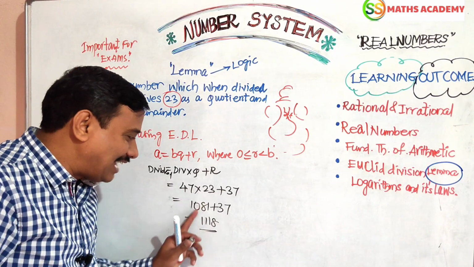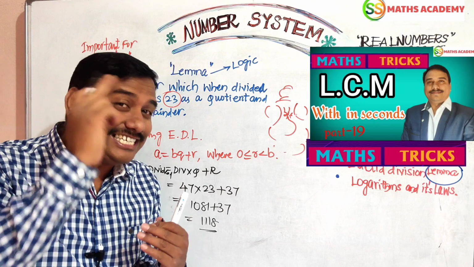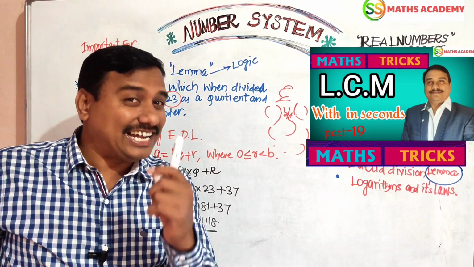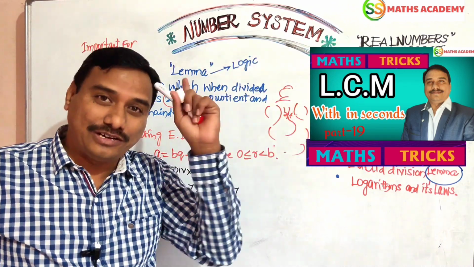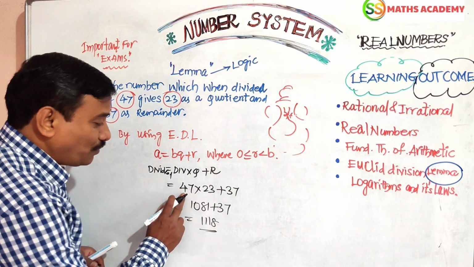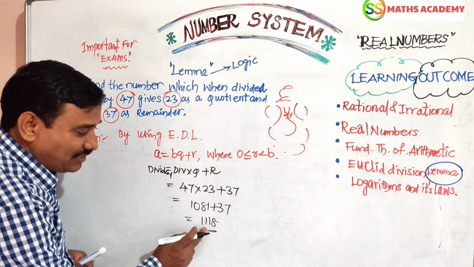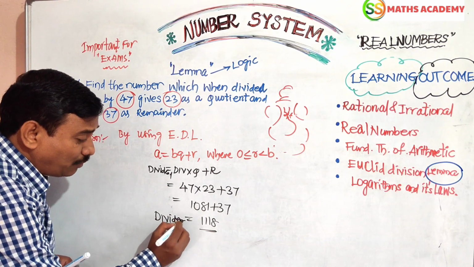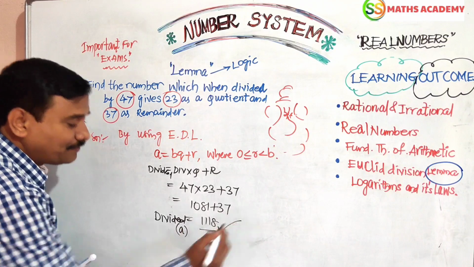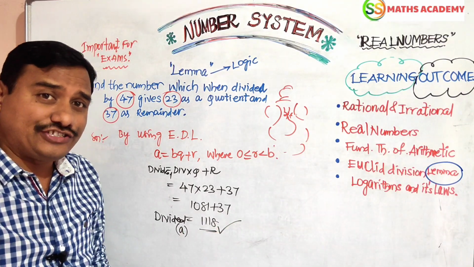How would I know this answer directly? In our mathematics videos, we show how to do the calculation in the easiest, smartest way. You see that trick and learn it. So 47 and 23 gives 1081, plus 37, nothing but 1118. This is called the dividend, also denoted by a. The answer is finished, my dear friends.